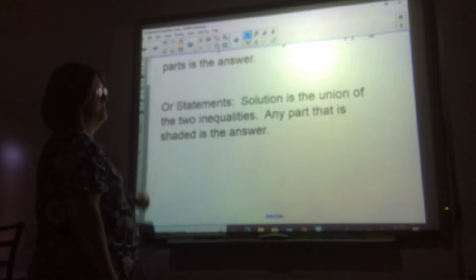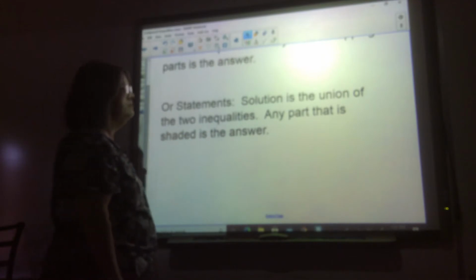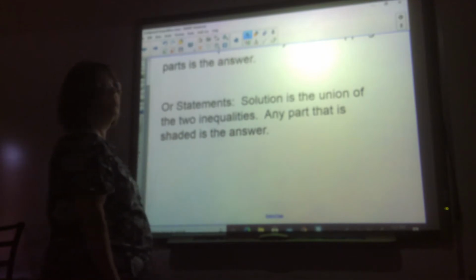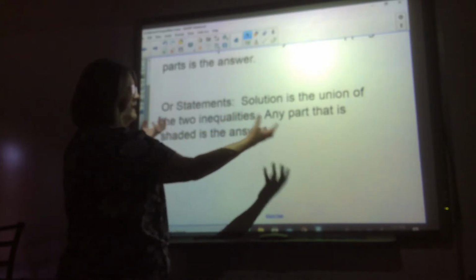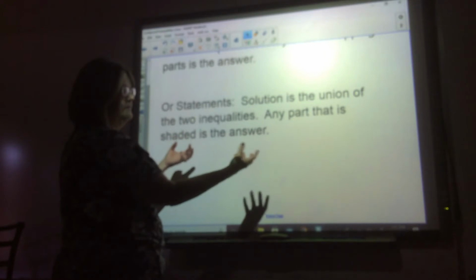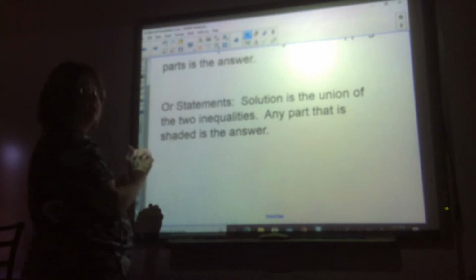In an or statement, the solution is the union of the two inequalities. So any part that answers this inequality or this inequality is going to be the answer. Any part that you have shaded will be the answer.